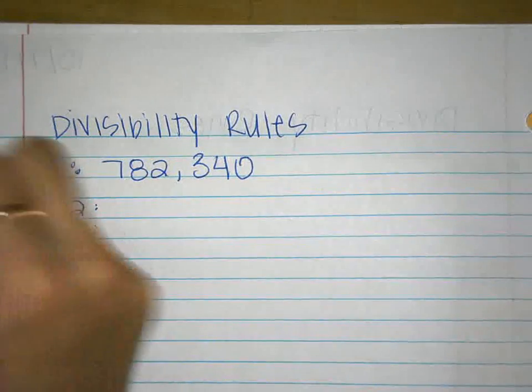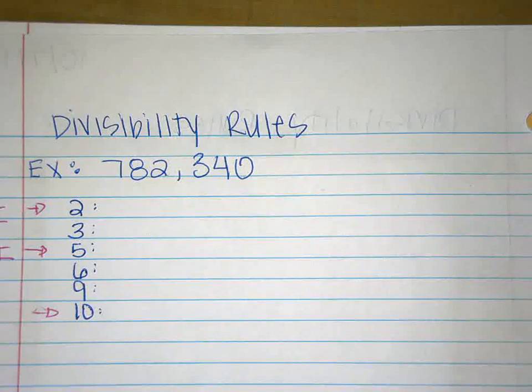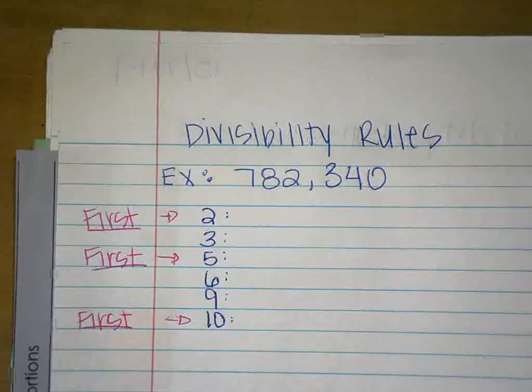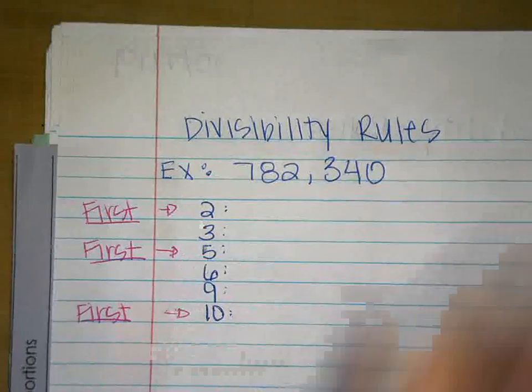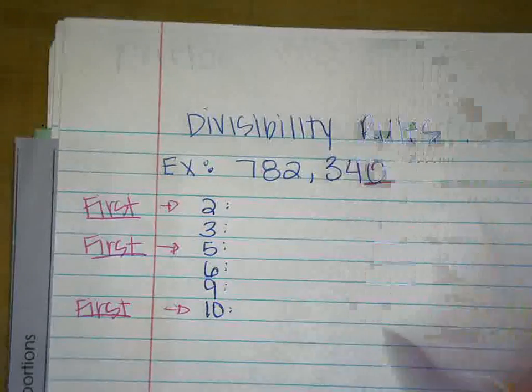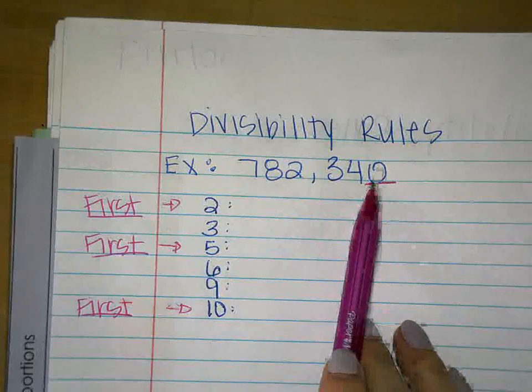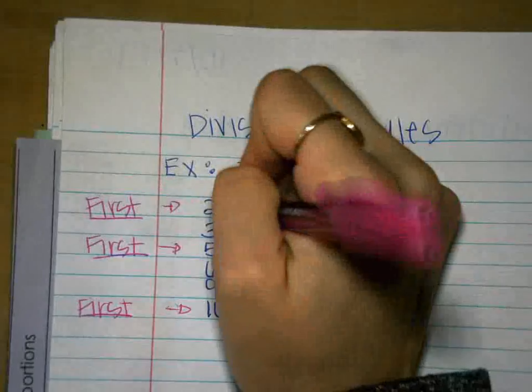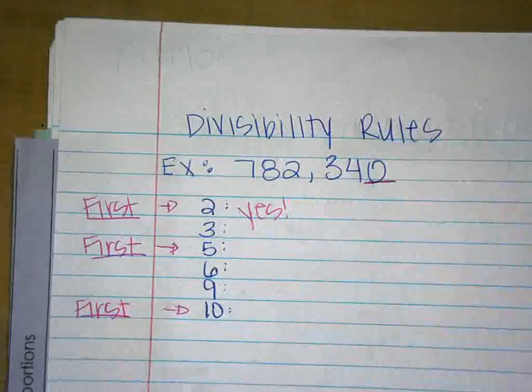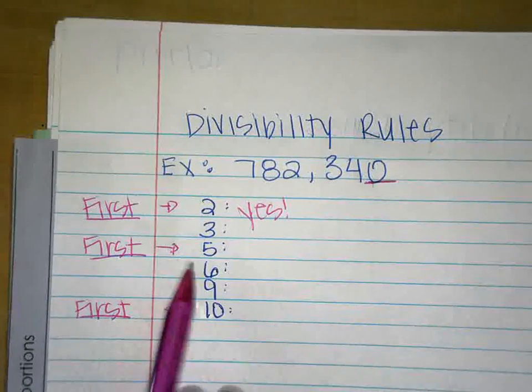Get the easy ones out of the way. Do the ones that all you have to do is look at the problem and be like, yes, it is divisible by that. So 2, it has to end in an even number. Well, an even number ends in a 2, 4, 6, 8, or 0. This ends in a 0. So yes, it is divisible by 2.